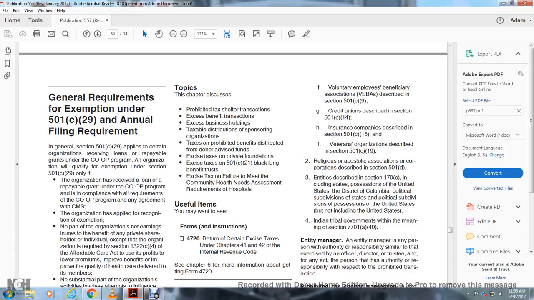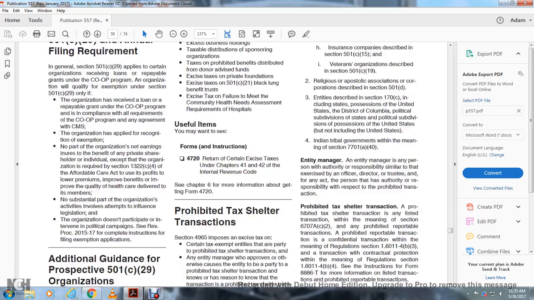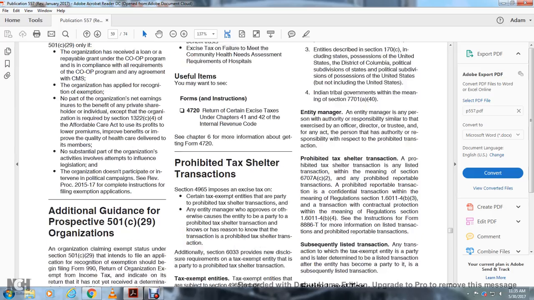Useful items. You may want to see the forms and instructions for Form 4720, Return of Certain Excise Taxes Under Chapters 41 and 42 of the Internal Revenue Code. See Chapter 6 for more information about getting Form 4720.